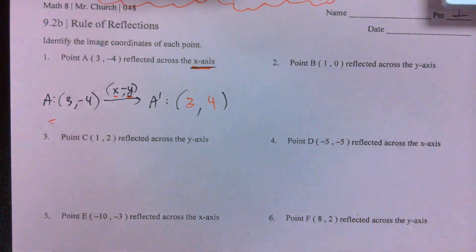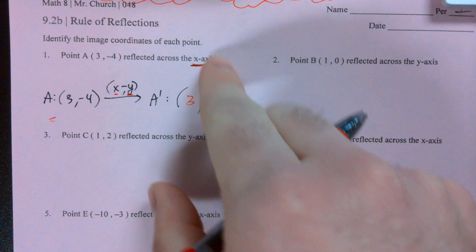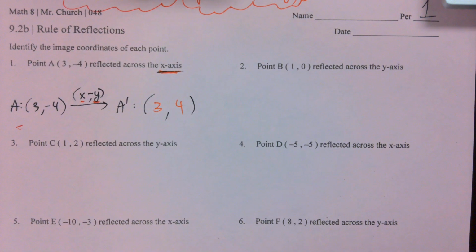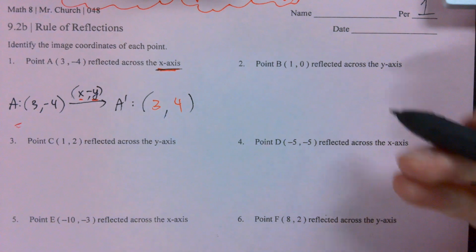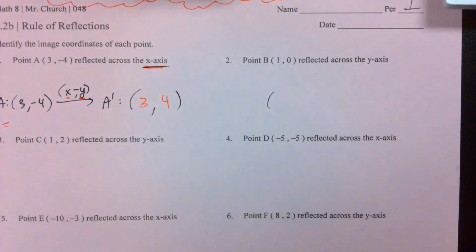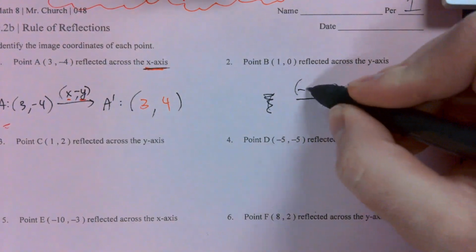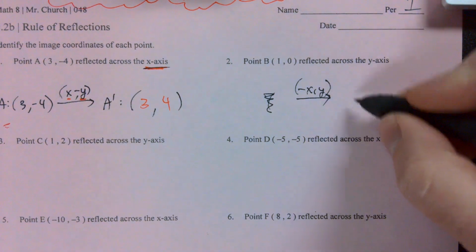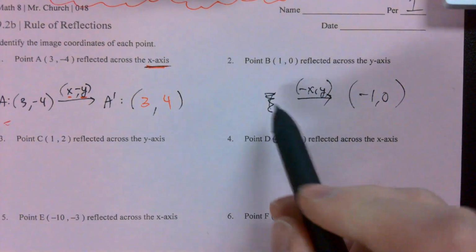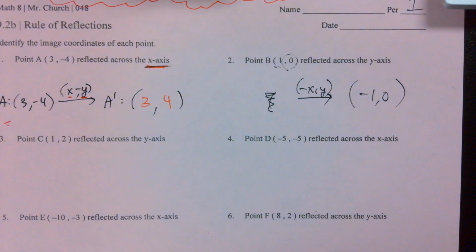I'm not going to do this whole format, but make sure that you wrote this out for each problem. Point B, we're reflecting across the y-axis. I'm going to use the rule negative x comma y to get negative 1, 0. Right, we flip the sign of my x. We leave my y value as it is.